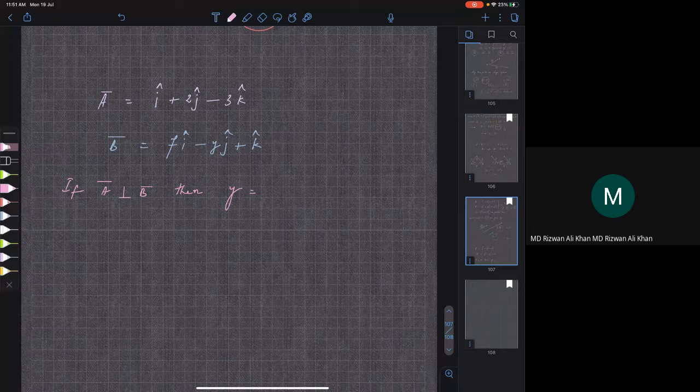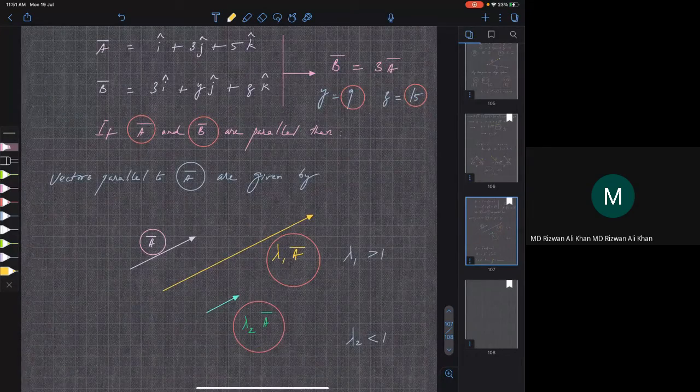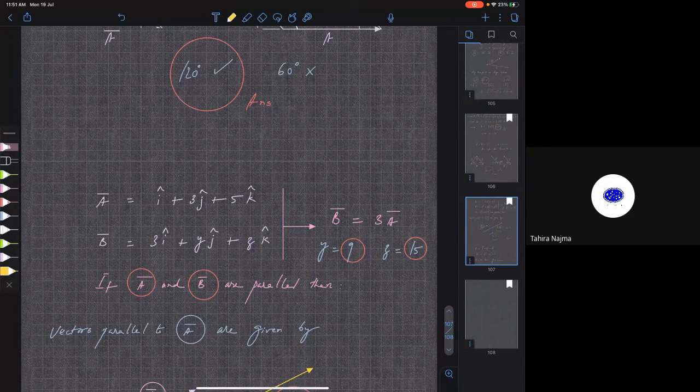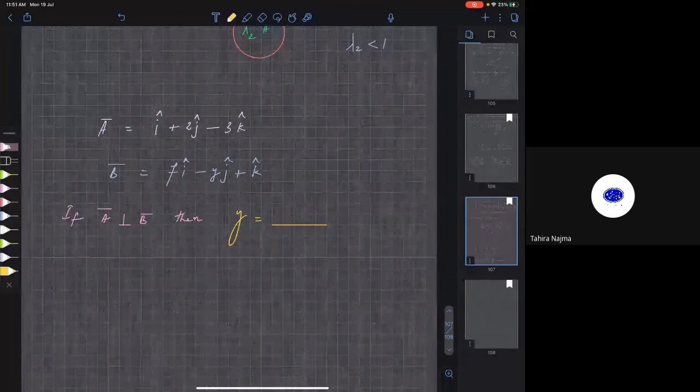Just think and tell first. Last question was different. This question is different. Here A and B are perpendicular. Last time A and B were parallel. So what will you do for perpendicular?